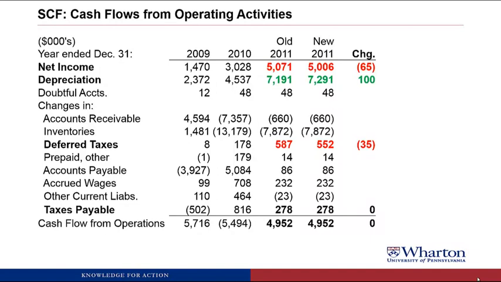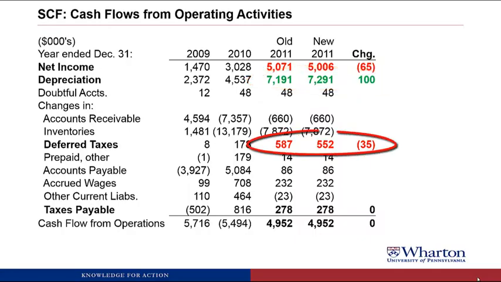So first, focusing on net income, we saw that the net effect of the increase in depreciation expense was that net income went down by 65. That's the after-tax effect. So it goes down from 5071 to 5006. Depreciation goes up by 100. So the depreciation expense added back goes from 7191 to 7291.